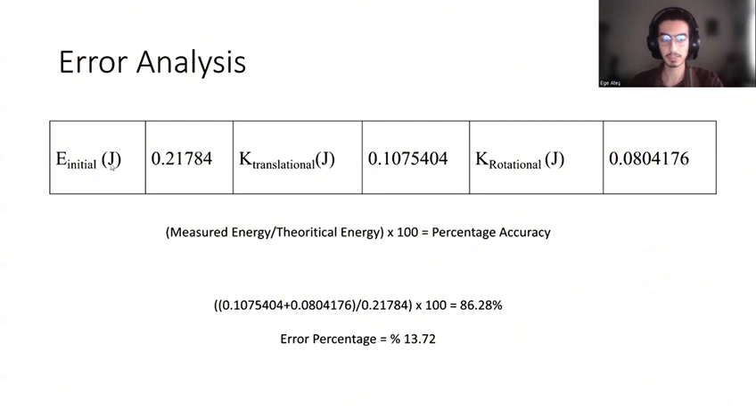The results of this experiment can be shown clearly here. The initial energy of this experiment, and the final translational energy and final rotational energy of the experiment. Using these values, we have calculated the percentage accuracy and the error percentage of my experiment.